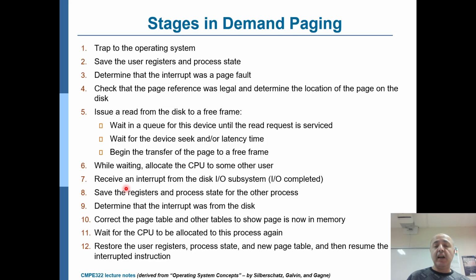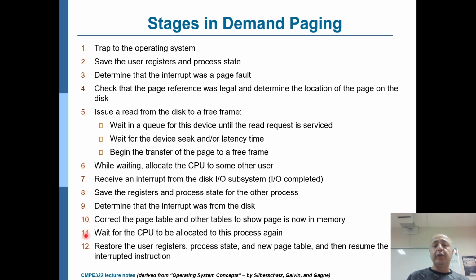So you will receive an interrupt from the disk I/O subsystem for I/O completion. And now you should handle this operation. So you save the registers and process state for that process that is running. You determine that this was an interrupt from the disk, from the swap device. You correct the page table with the frame number where you're writing this page that's being paged in, and also update the valid-invalid bit and other tables to show the page is now in memory.